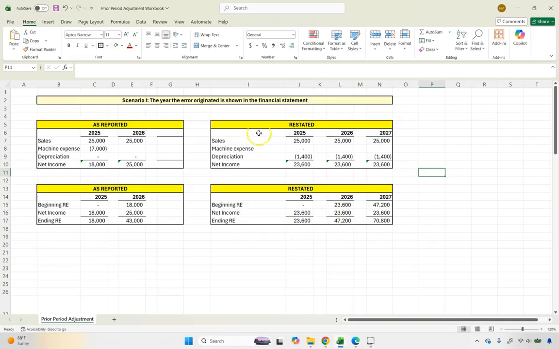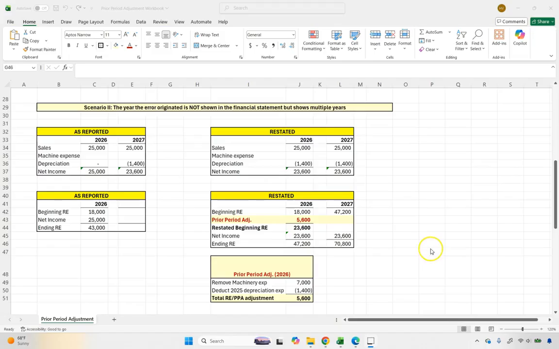And in this situation, there is no prior period adjustment being shown on the face of the financials because we're showing the year that the error originated in. So if the first year that we're showing is the year that the error originated in, we do not need to reflect a prior period adjustment because it just automatically flows through.